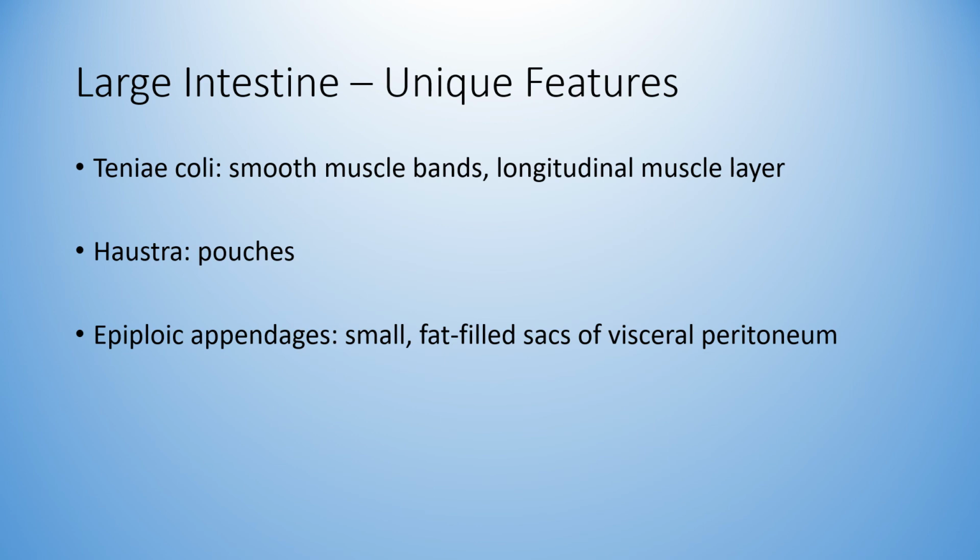Some unique features of the large intestines: you do have smooth muscle bands in your longitudinal muscle layers, known as the taeniae coli. There are pouches known as the haustra, and then you have these epiploic appendages, these little fat-filled sacs. These are all found in here.